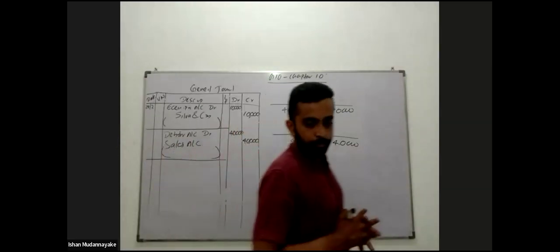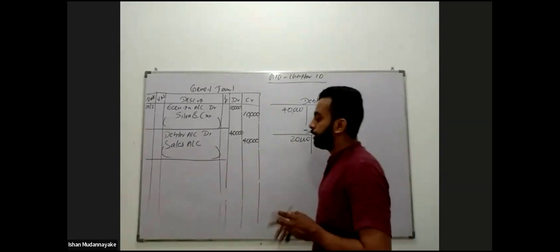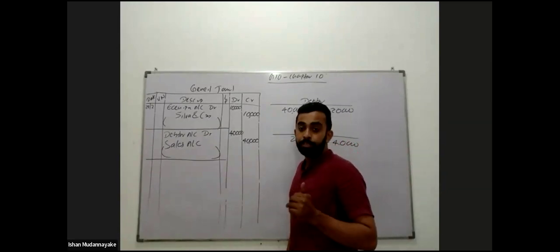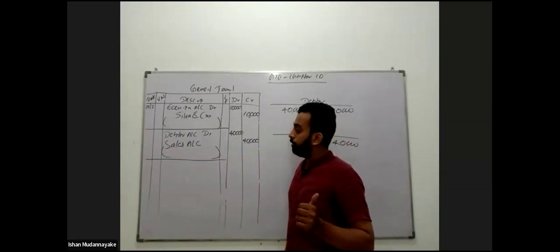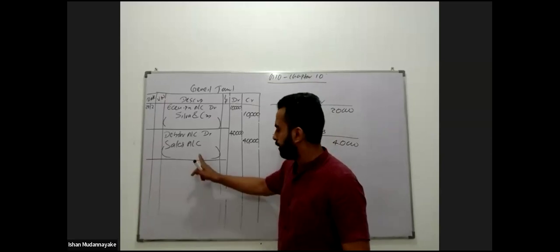Data account debit 40,000. Sales account credit 40,000. Okay. Now you need to write the narration. How to write the narration? Narration is correction of recording 20,000 credit sales in wrong sides. Okay, write the narration here.